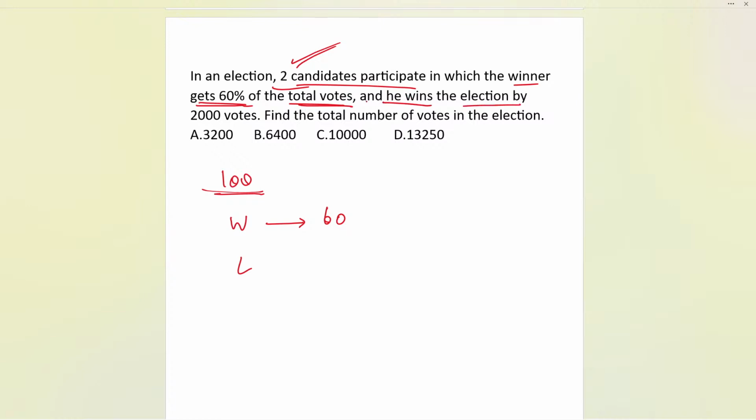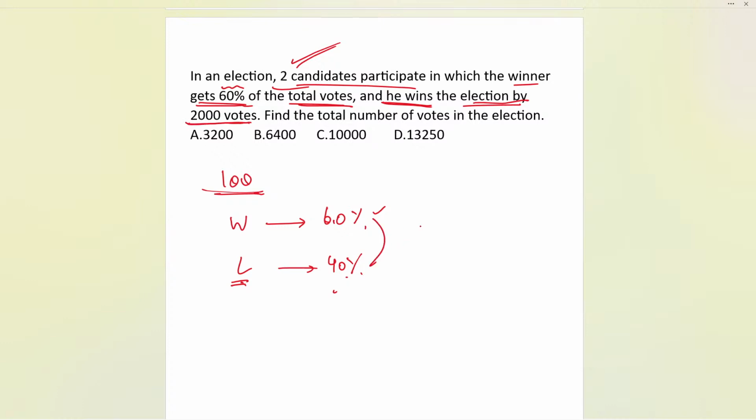Now, he wins the election by 2000 votes. Fine. The loser, the person who loses, will be getting 40% of the votes, because 100 minus 60 is 40. Let me tell you another way. If you directly consider the percent, the winner gets 60% of the vote, the loser gets 40% of the vote. Now it is saying that he wins by 2000 votes.